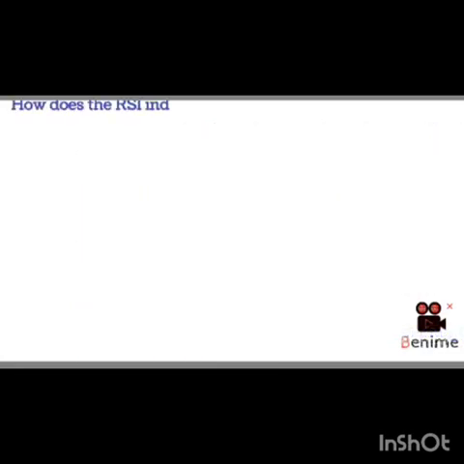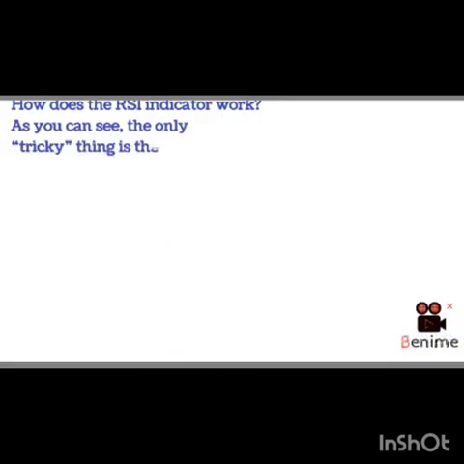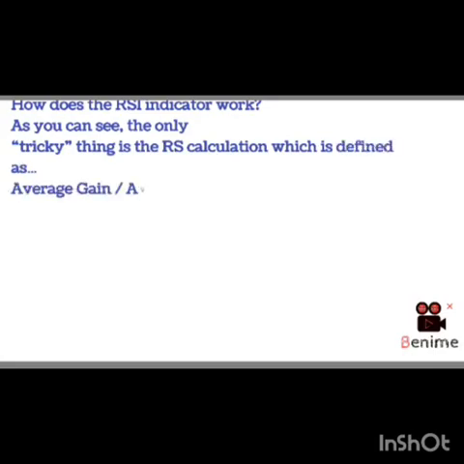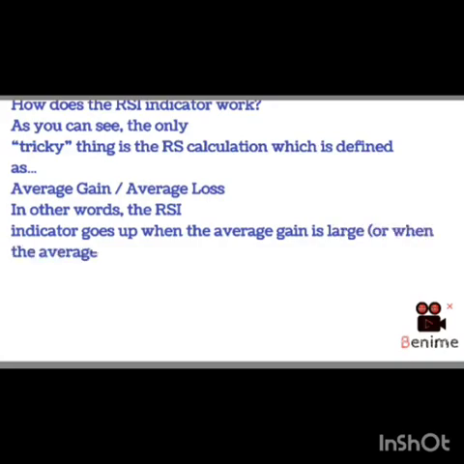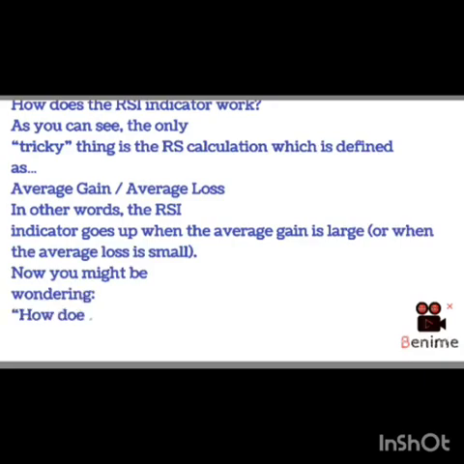How does the RSI indicator work? As you can see, the only tricky thing is the RS calculation, which is defined as average gain over average loss. In other words, the RSI indicator goes up when the average gain is large, or when the average loss is small. Now you might be wondering, how does the value of the average gain go up?